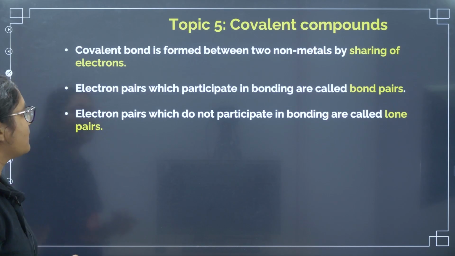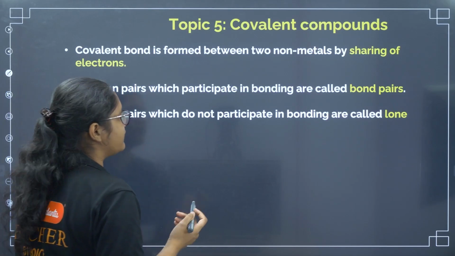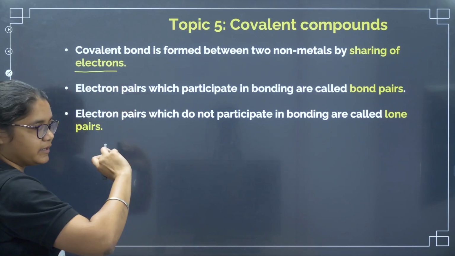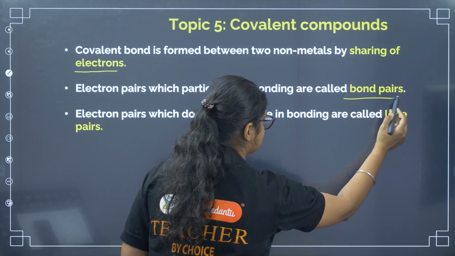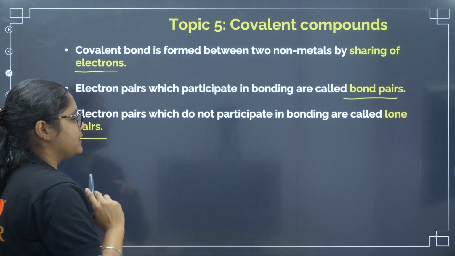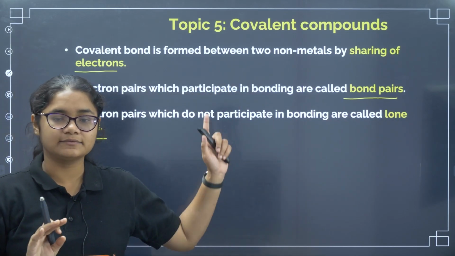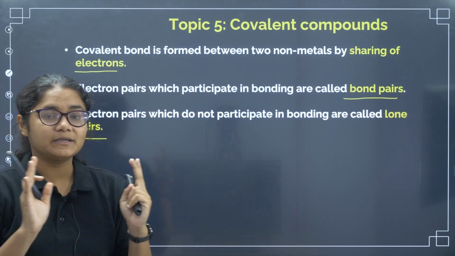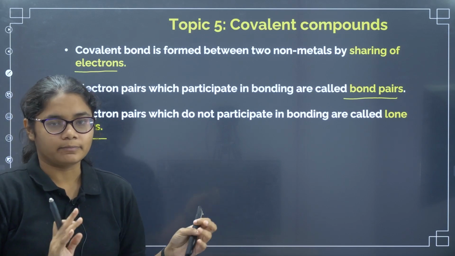Okay. Now coming to covalent compounds, again what are covalent compounds? They are formed by the sharing of electrons. The electrons which participate are called bond pairs, which do not participate are called lone pairs. This is very important because VSEPR theory is completely based on lone pair and bond pair, right?